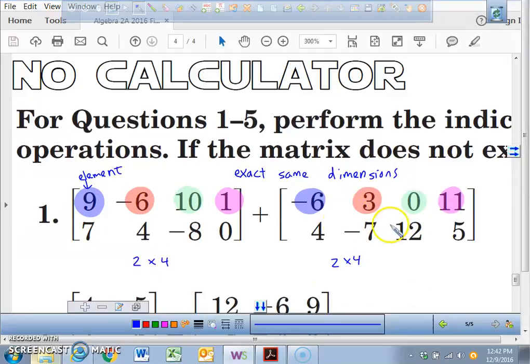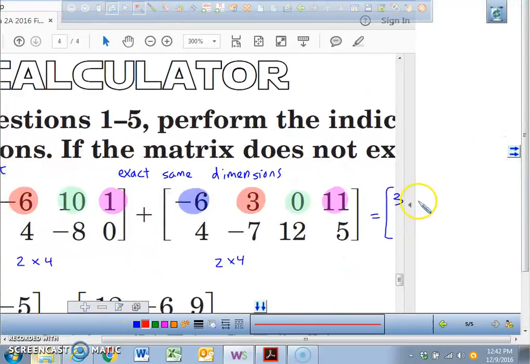Now, since we are allowed to add these together because they're the exact same dimensions, now we're just going to take the 9 and add it to the -6, and what is that going to yield us? There we go. All right. Then we're going to take the -6 and add it to the 3. What's that going to give us? -3. Got a tough one here. We got a 10 and a 0. All right. And we got a 1 and an 11. That gives us a 12.